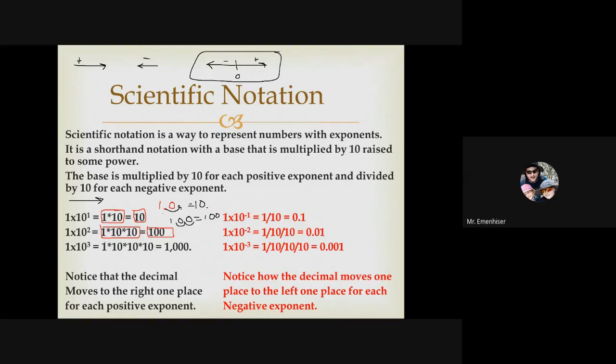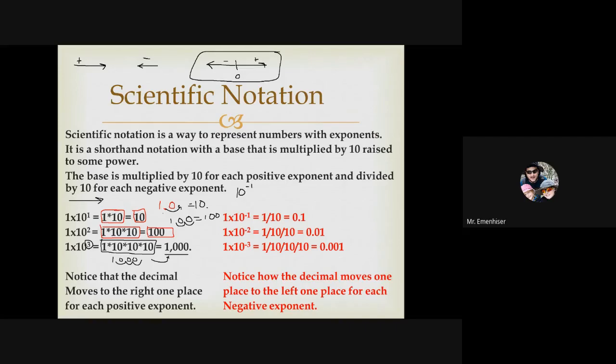1 times 10 to the 3, 1 times 10 3 times, or 1,000, or watch this, 1.0. Move my decimal place 3 times to the right. 1, 2, 3. Fill in with zeros. We get 1,000. Notice that the decimal moves to the right 1 place for each positive exponent. All right, same thing for the negative. 1 times 10 to the minus 1.